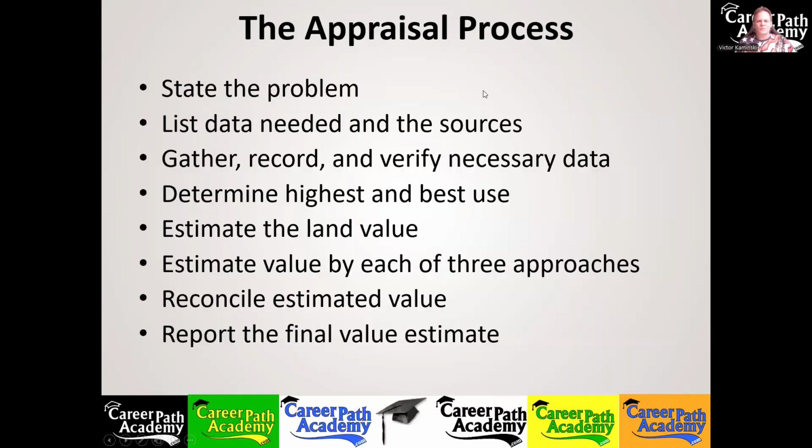All right. So how does an appraiser prepare for doing an appraisal? Well, they've got to state what the problem is that they're trying to solve. List the data needed as well as the sources that they need to get the information from. Then they need to gather, record, and verify that necessary data, determine the property's highest and best use, estimate the land's value, and estimate the value using each of the three approaches. Then they reconcile the estimated values to determine which is the best value to use, and then they report the final value estimate on their appraisal report.